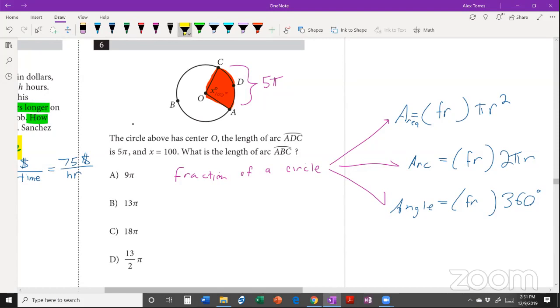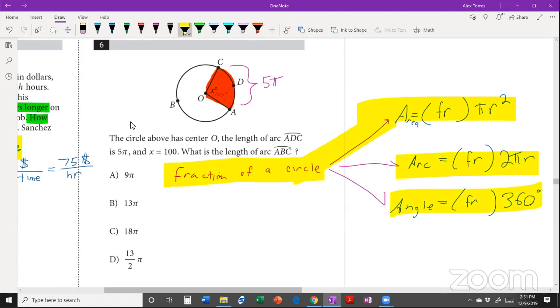So that's the idea of fraction of a circle, is that once I know the fraction, that same fraction will apply to the area, the arc, or the angle. So why are they telling us it's 100 degrees? Because it's 100 degrees out of 360 total degrees, and we can divide by 10 to simplify, and divide by 2 more to simplify, and you get 5/18.